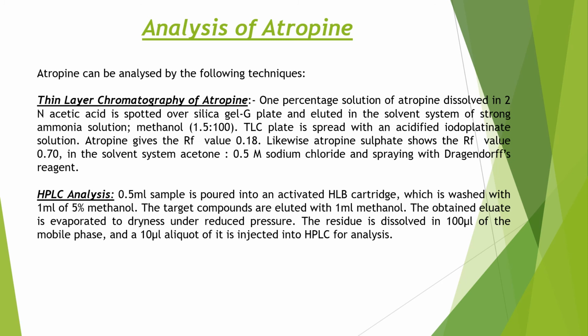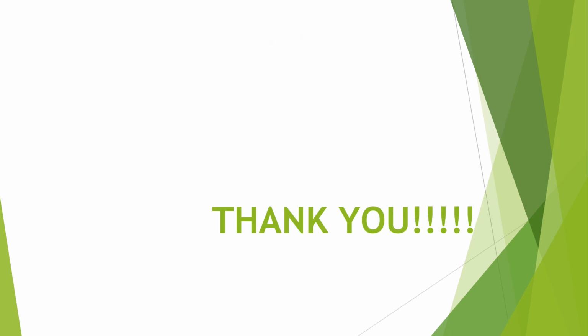In the second technique of analysis, which is HPLC, 0.5 ml sample is poured into an activated HLB cartridge which is washed with 1 ml of 5% methanol. The target compounds are eluted with 1 ml methanol. The obtained eluate is evaporated to dryness under reduced pressure. The residue is dissolved in 100 microliter of the mobile phase and 10 microliter of it is injected into HPLC for analysis. Thank you for patiently listening.